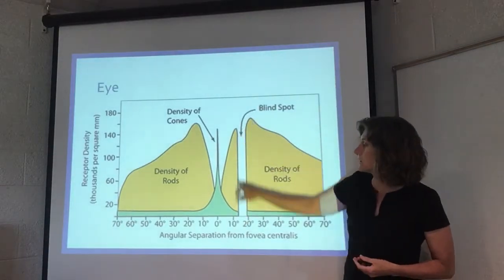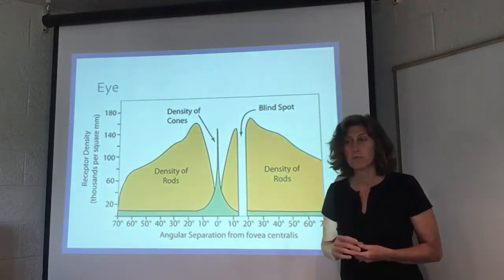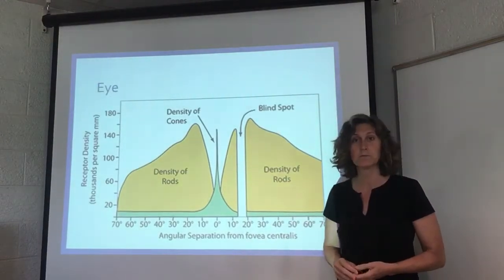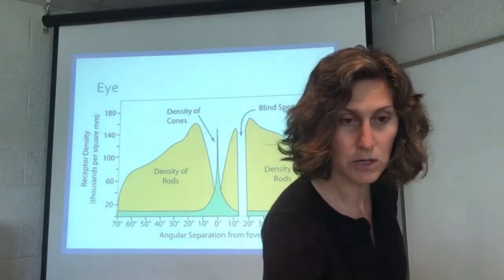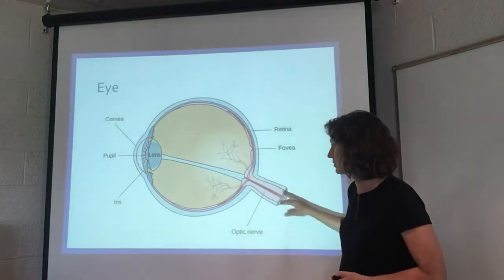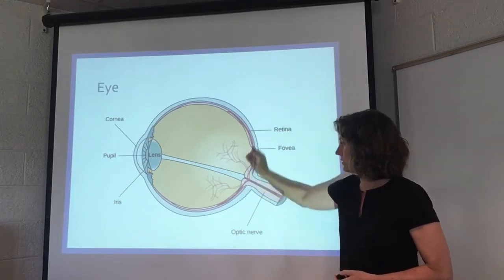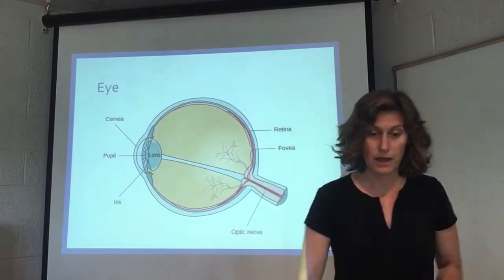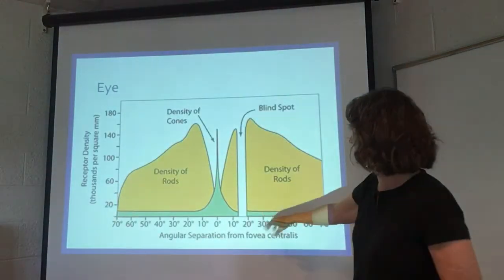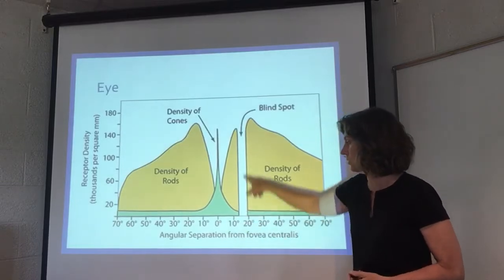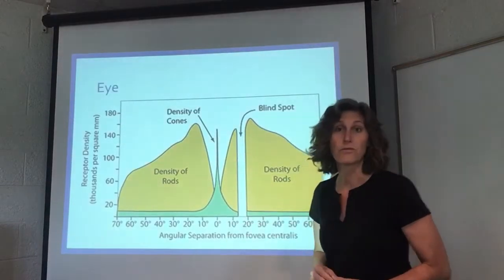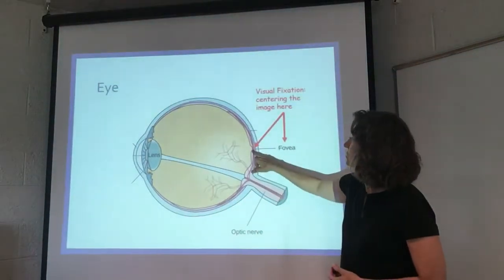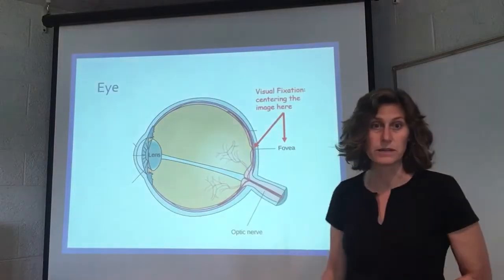This is the blind spot here, and if you were in a live class, I would see if anybody knew what the blind spot corresponds to. But since we're not in a live class, I'm going to go back and show you what corresponds to it: where the optic nerve is. There are no retinal cells there to receive any information, so you literally have a blind spot there. And that indicates where it is in your degrees off of center, off of the fovea. So there you're visually fixating on the fovea. You're centering the image there.